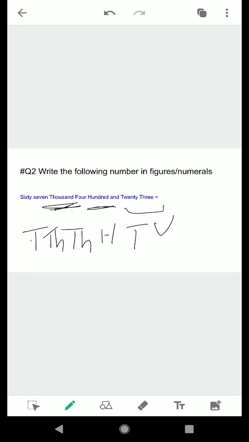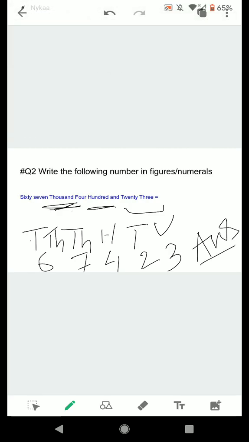Easy. So we see before 1,000 we have 67, which means we have 6 10,000 and 7,000. Then we have 423. So before 100 we have 4. So it means 4 goes under the place value 100. And then we have 23, which means 2 tens and 3 units. So that's our answer.